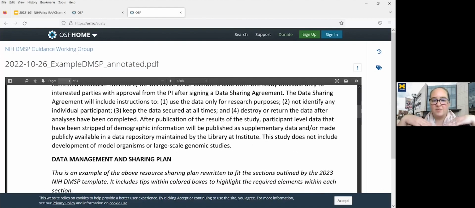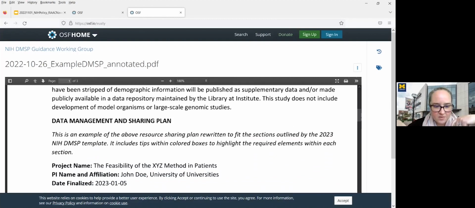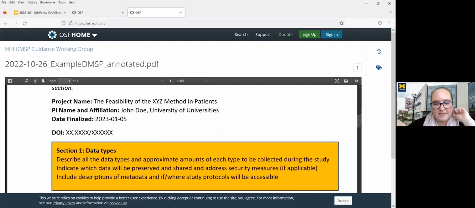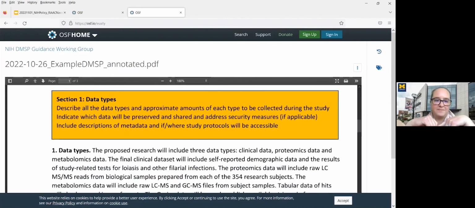But the bulk of the document really is in the format of this new data management and sharing plan. For each section, you'll see a short annotation describing what should be included, and that's in, I believe, the orange boxes. Yeah, the yellowish orange color. This first section, data type, includes a description of the data, including approximately how many participants there will be, what type of data will be collected, and what format the data will be in.